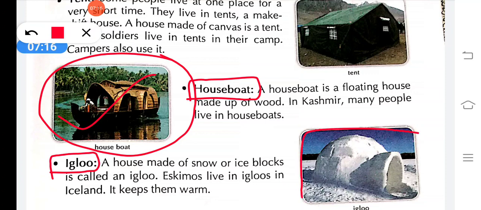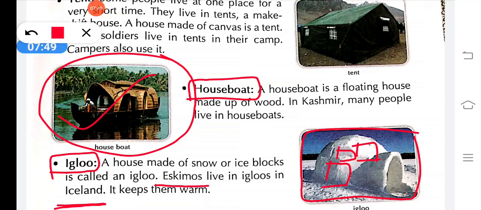Look at the picture. This type of houses are made up with ice block. Blocks of ices are there, like this. Okay. This type of houses we can see in Iceland, because locally available materials are only ice blocks. That's why the people lived there. They built igloos. Okay. So a house made of snow or ice block is called an igloo.